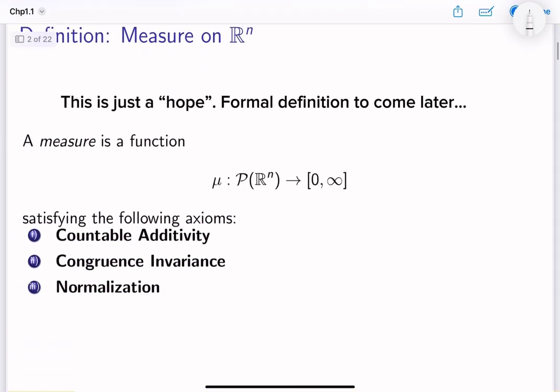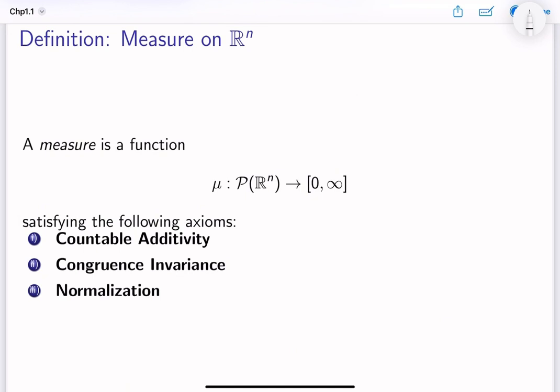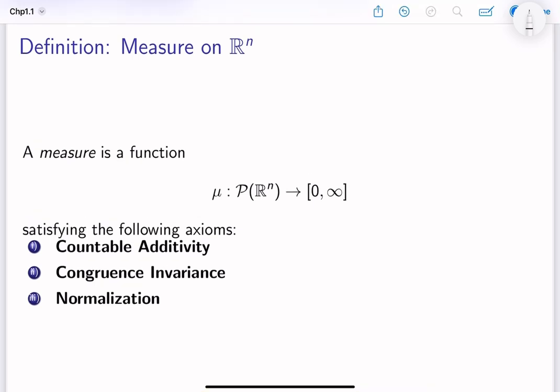Well, there are three properties that we need this function to satisfy, and we're gonna see that this is just a hope. And we're gonna see that we will not be able to define the measure of every set, okay? We're gonna come to that, but let us at least now see what properties we hope this function to satisfy, right? Comparing with our elementary notion of volume that we have in R to the n, okay?